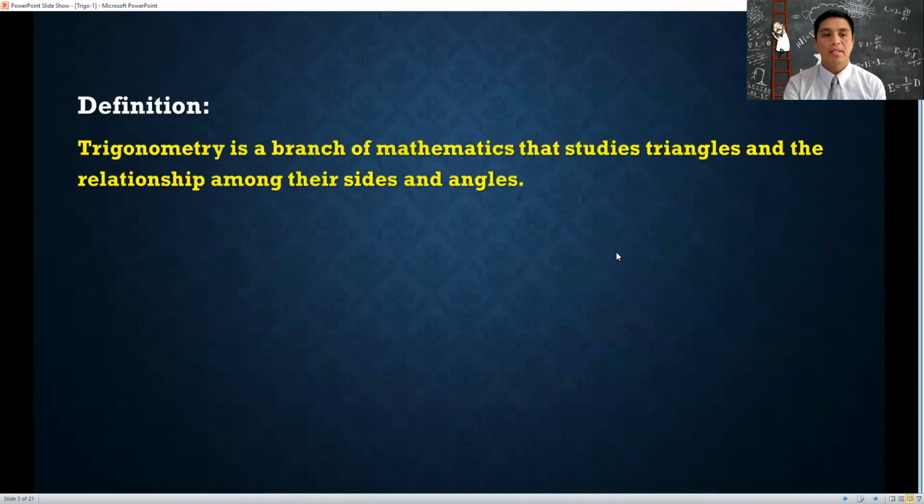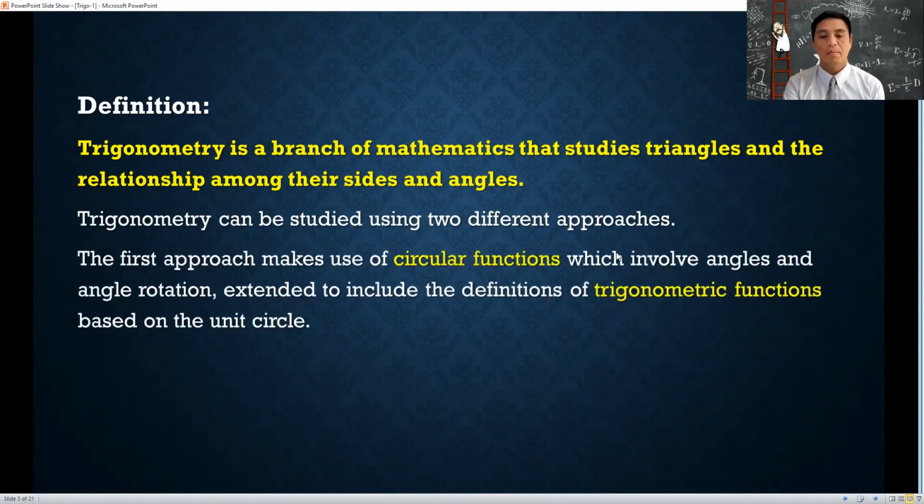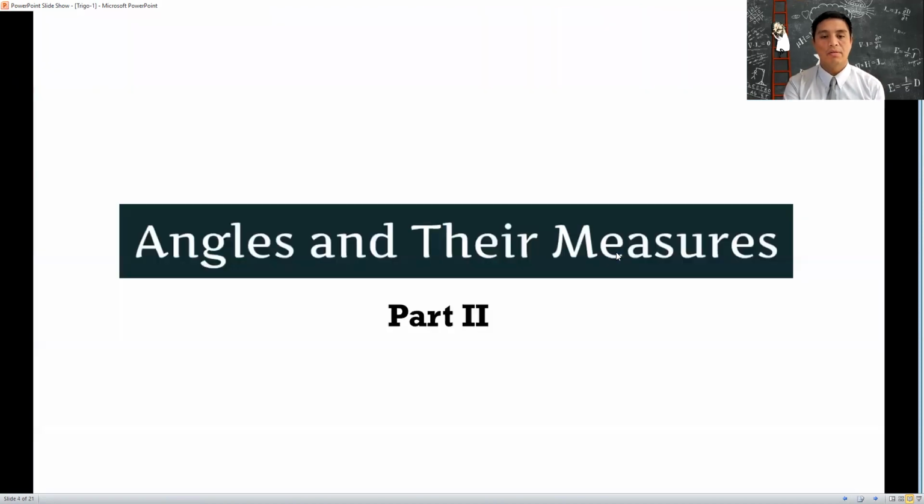Let us review a bit. Trigonometry is a branch of mathematics that studies triangles and the relationships among their sides and angles. So this is the main concept of trigonometry. It studies triangles and the relationships among the sides and angles of those triangles. And we can study trigonometry using two different approaches, using circular functions and using trigonometry functions.